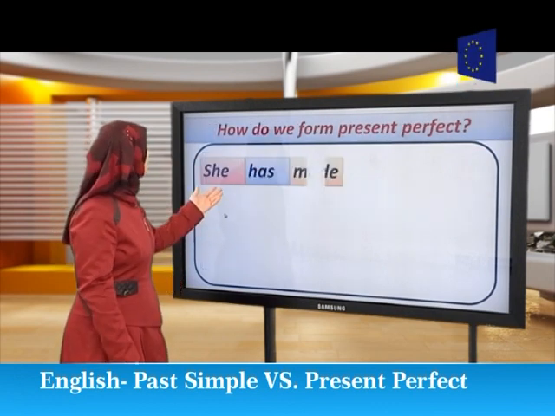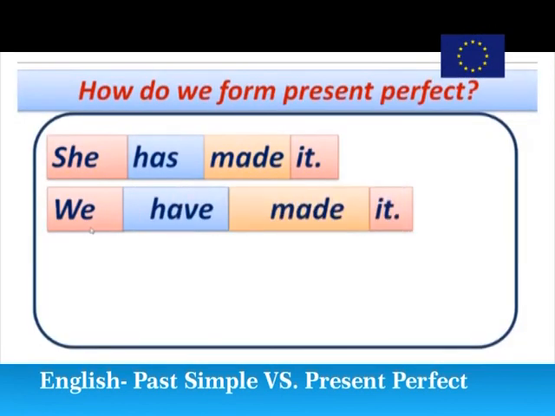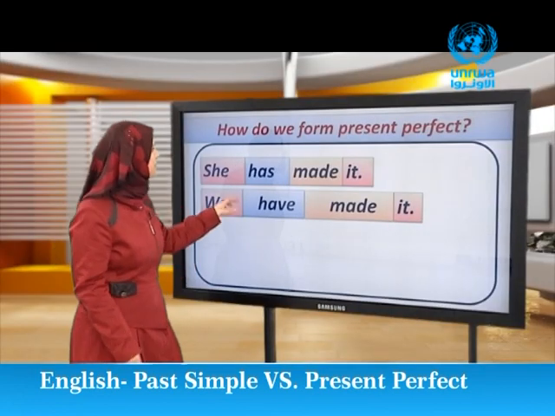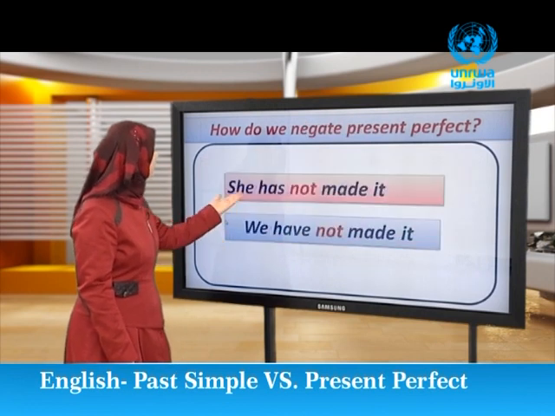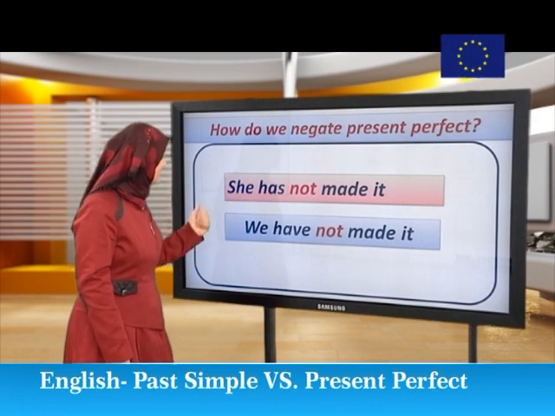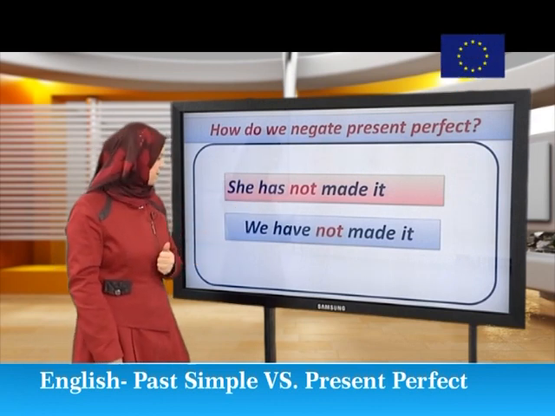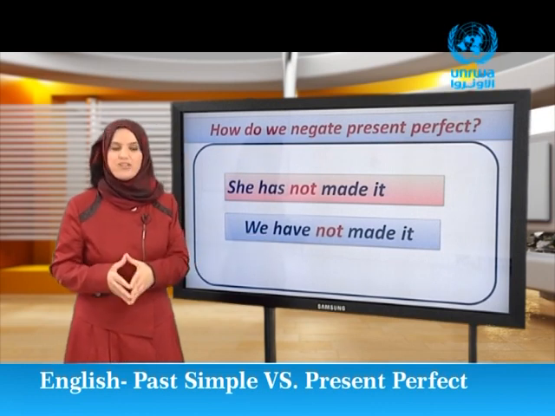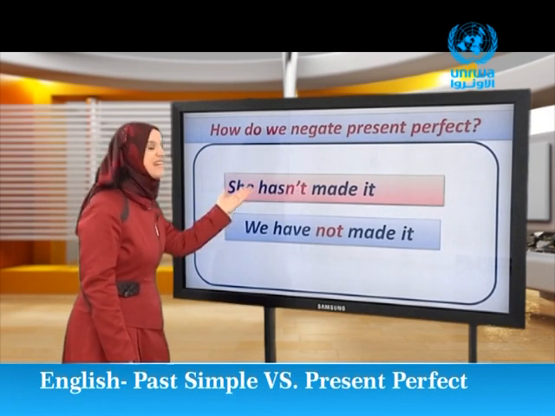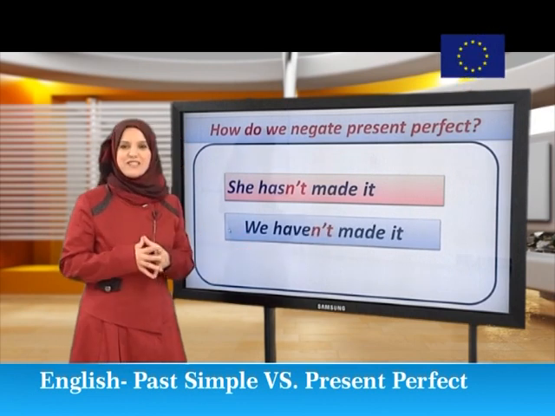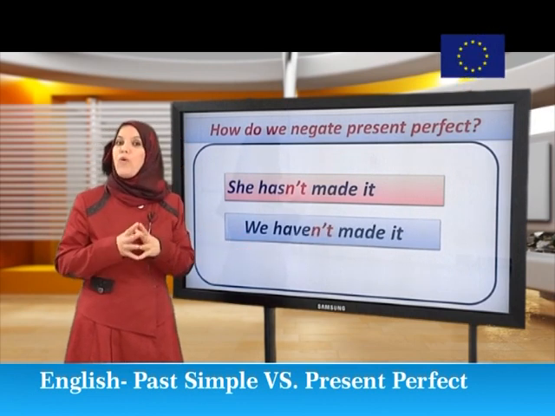Now, we say she has made it. We have made it. Now, how do we negate verbs in the present perfect? Let's see together. We just add not to the end of has or have. We say, she has not made it. We have not made it. And we often use contractions. We say, she hasn't made it. We haven't made it.